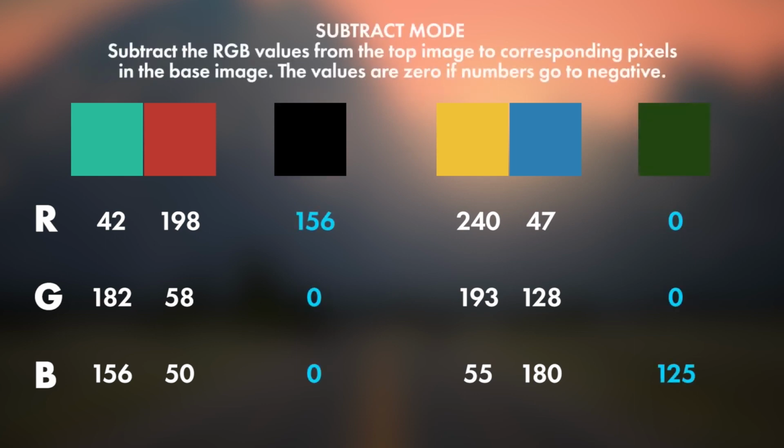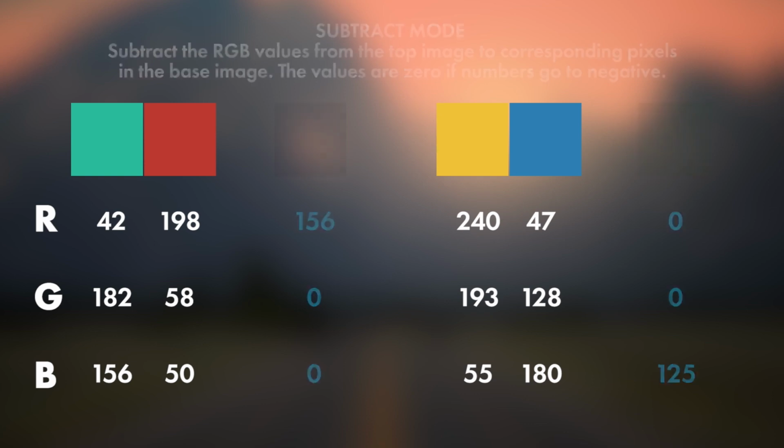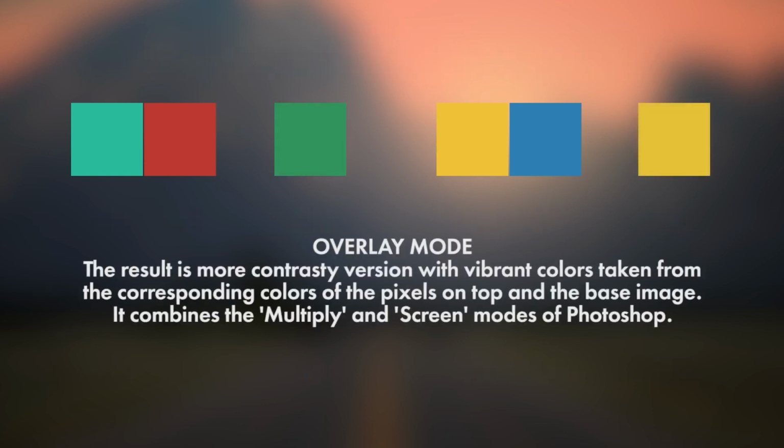Next to the subtract mode. Here we need to subtract the top image pixels with the corresponding base image pixels. The values are 0 if numbers go to negative. Overlay mode is the final option. Basically the result is a more contrasty version with vibrant colors of the two corresponding pixels from top and the base image. It sort of combines the multiply and screen modes of Photoshop.